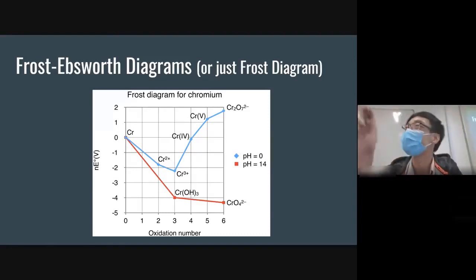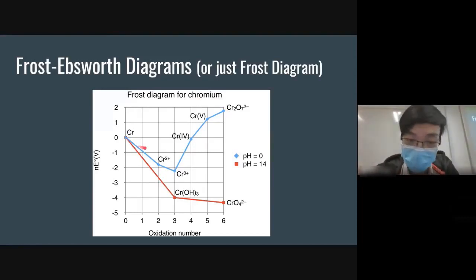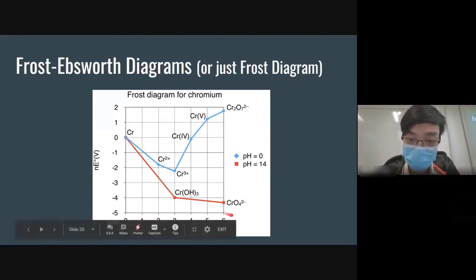For the force diagram, we also use only one element. In this case, you see chromium. We have a force diagram for just chromium. And also, reduction potentials are different for the acid and the alkaline solutions.